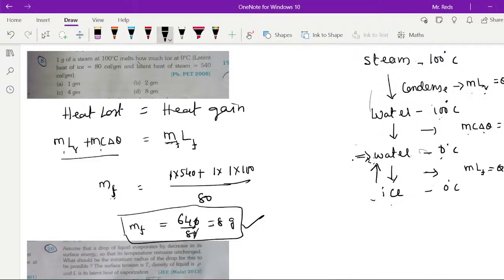So in this process again, when ice is converting into water, change of state is taking place. We can take the heat absorbed as m into Lf, or m into L, the latent heat of fusion. So latent heat of fusion into the mass corresponding to that fusion is given by this. So we can take this for instance.